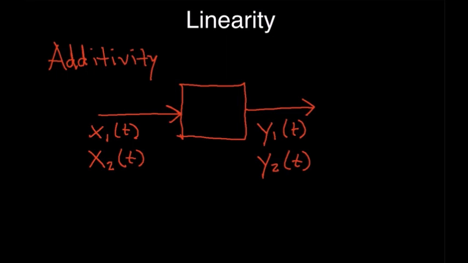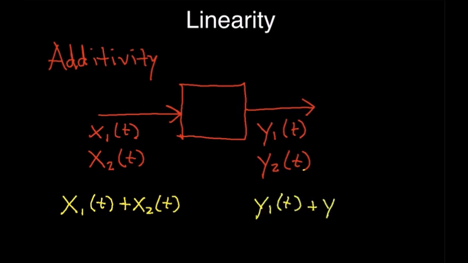Okay, so this is just setting it up. Now additivity means that if I take x1 plus x2 and I put that into the system, then the output of the system, if it's additive, will be y1 plus y2. So in other words, y1 is the response to x1, y2 is the response to x2, and if I take x1 and x2, add them together, and run that through the system, I should get y1 plus y2.